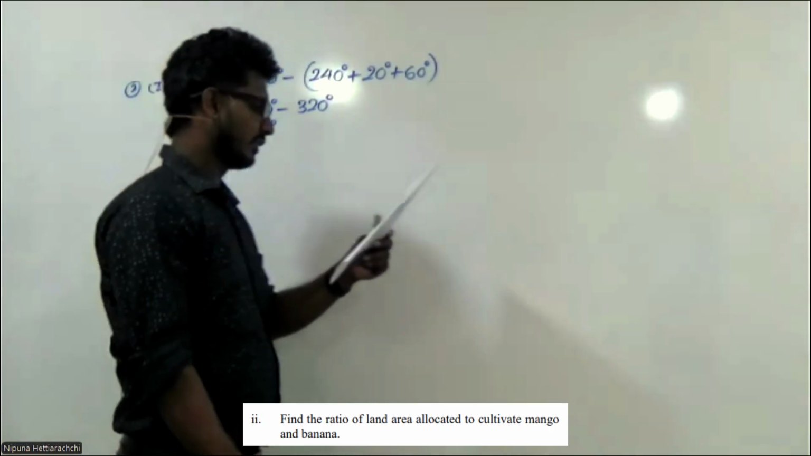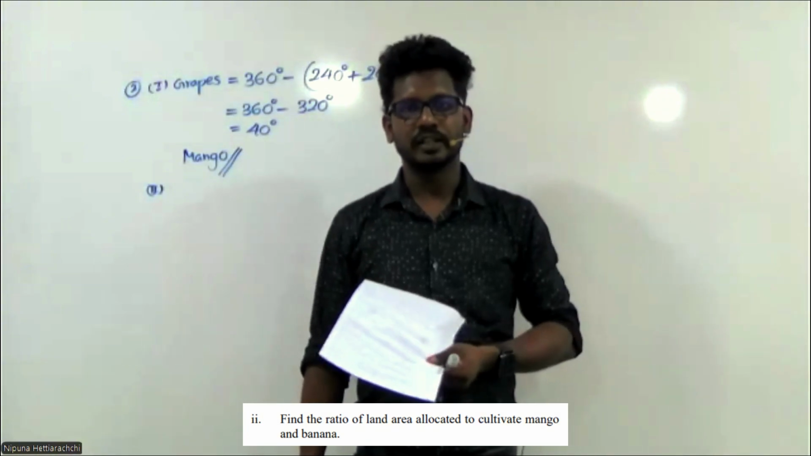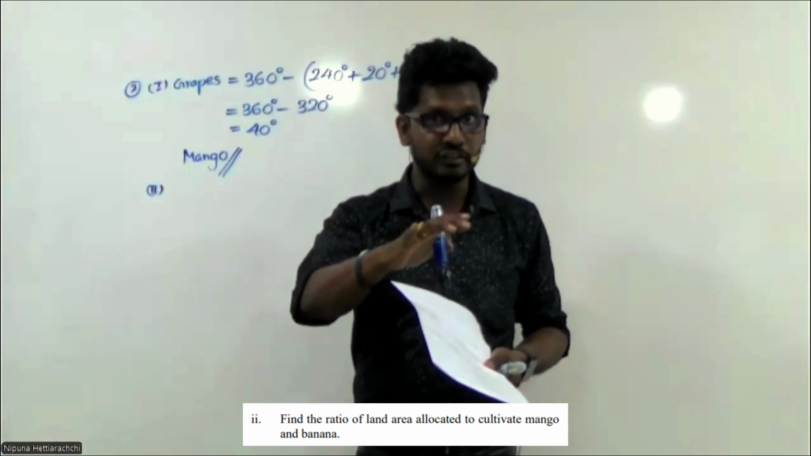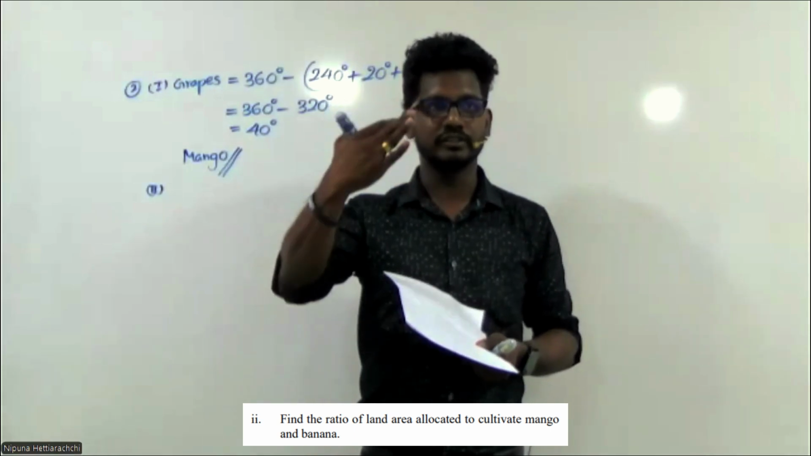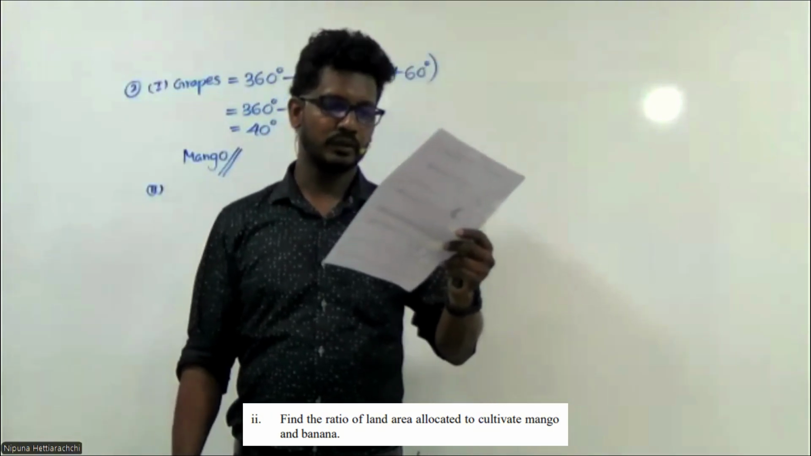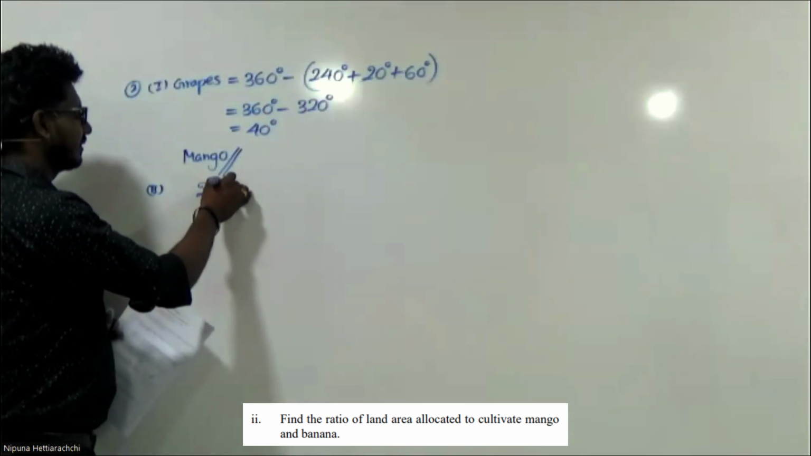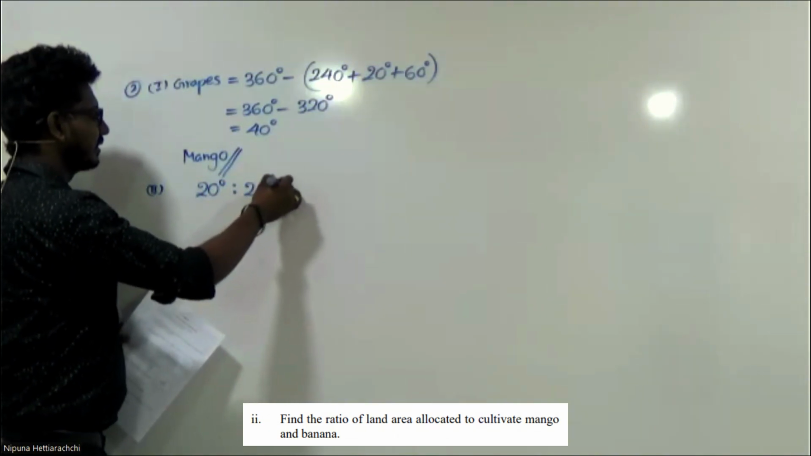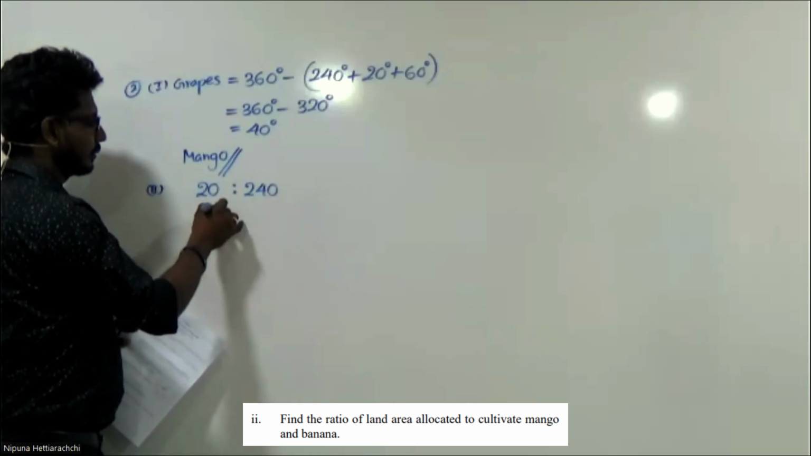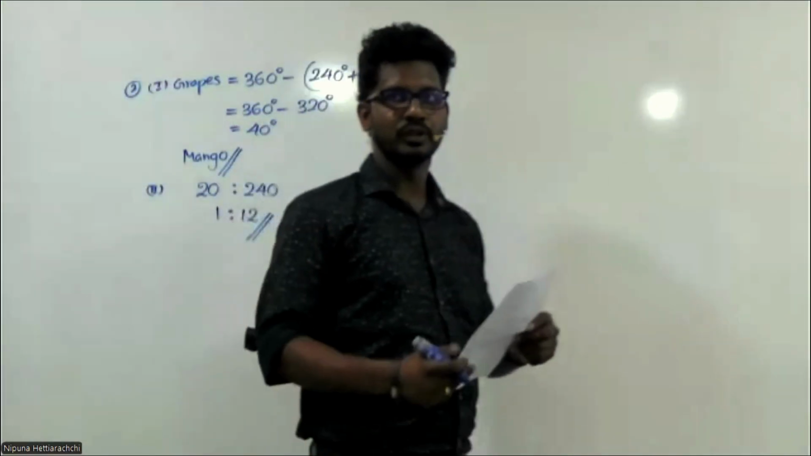Okay, number 2. Find the ratio allocated for the cultivated mango and banana. To calculate ratio, fraction, or percentage, we can go angle wise. Mango 20 degrees, banana 240 degrees. So 20 is to 240. Divide by 20. The ratio is 1 is to 12.